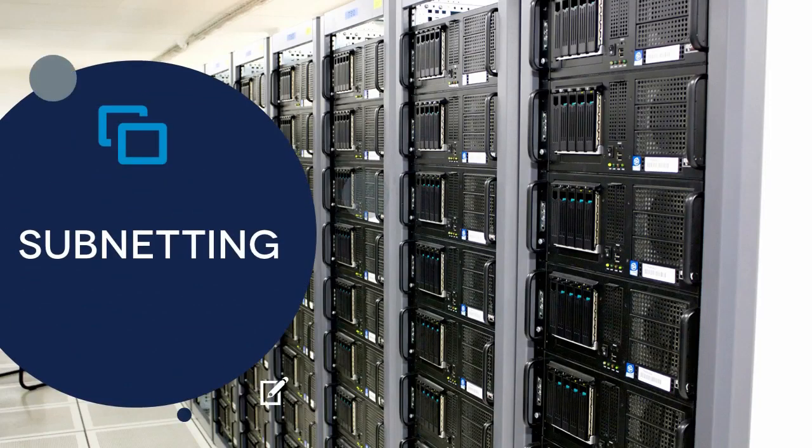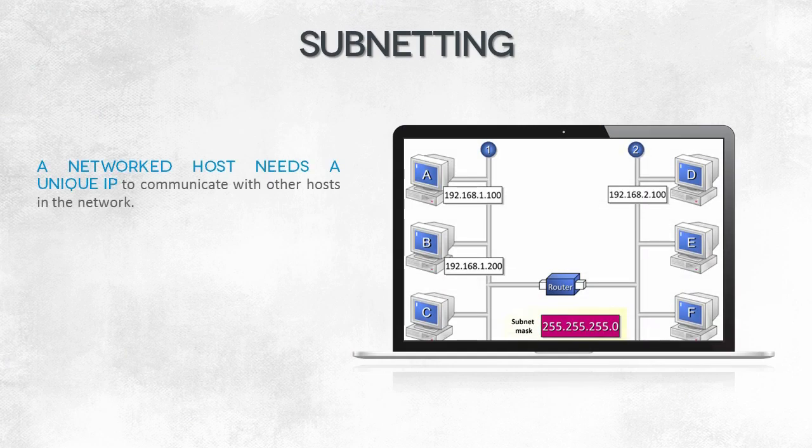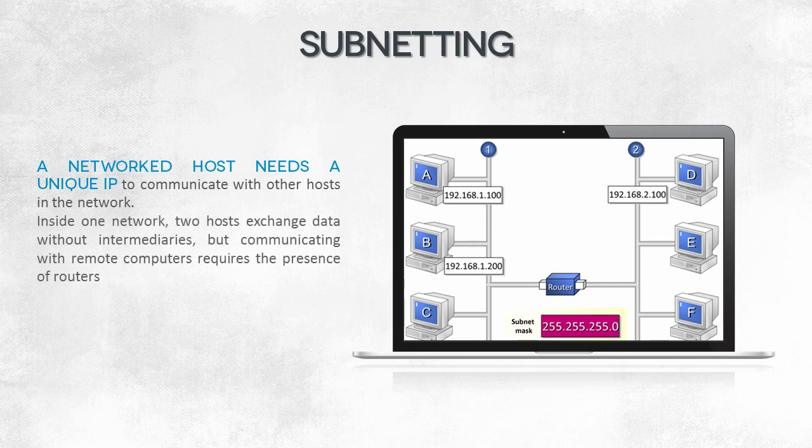Welcome to the course devoted to subnetting and its bearing on the security of the whole computer infrastructure. Let's start from the very beginning. For two hosts to be able to communicate in computer networks, IP networks, they must have unique IP addresses. If two hosts are in the same network, they can communicate with each other directly.